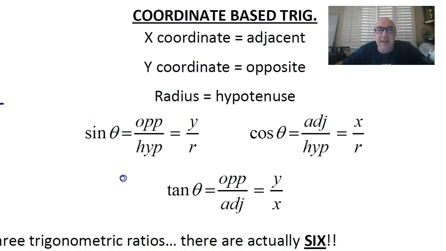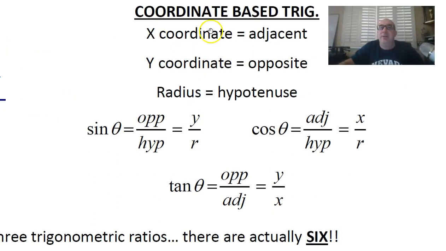Now, when we look at it in that aspect, we find out that we can make some new formulas, and these formulas are important to us. They're not really new. Sine is still opposite over hypotenuse, which is the Y over the R. Cosine is adjacent over hypotenuse, which is X over R. And tangent is opposite over adjacent, which is Y over X. So that's the first thing I need you to be thinking about as we move forward, that X values connect with adjacent, Y values connect with opposites. And these new formulas, we need to learn them.